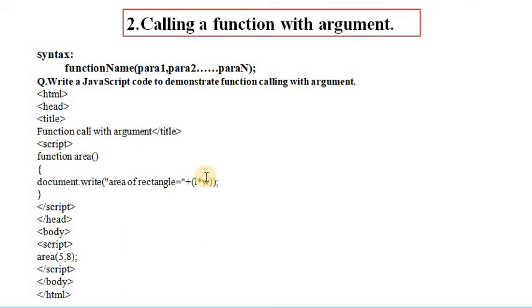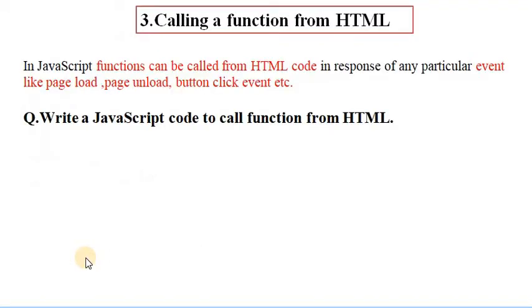So without defining a function again and again, you can call a function whenever you need. Meaning we can add another function or call the same function again and again. This is calling a function with arguments. Next point is calling a function from HTML. In JavaScript, a function can be called from HTML code on your web page.